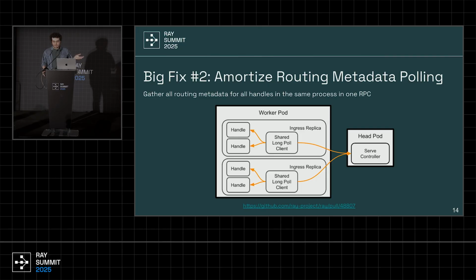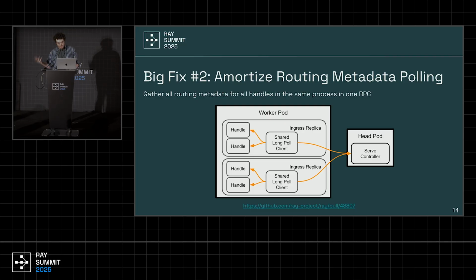Okay, so big fix number two, same idea. We're going to amortize something. In this case, it's the other information flow. It's the routing metadata. So in this case, we basically just reverse the arrows. So the system that does this is called the long poll client. And so we introduce a shared long poll client. And its job, just like with the shared metrics pushing, is that the shared long poll client knows all of the handles that exist in this Python process, and it's going to get all the routing metadata that it needs from the serve controller for all those handles in a single shot.